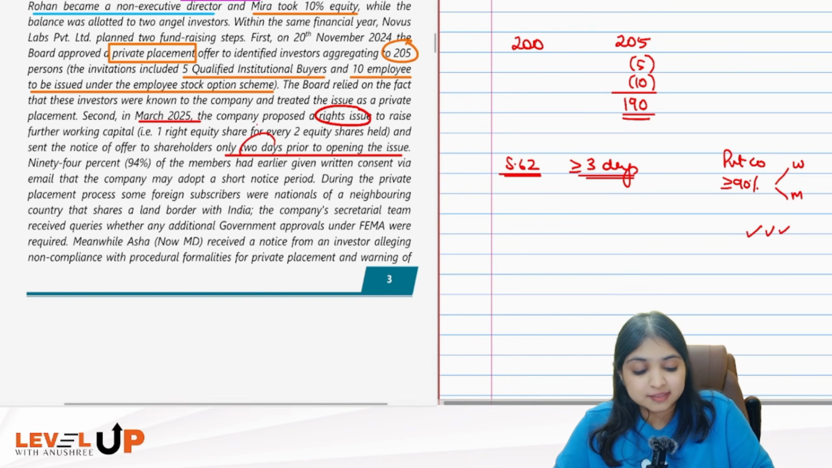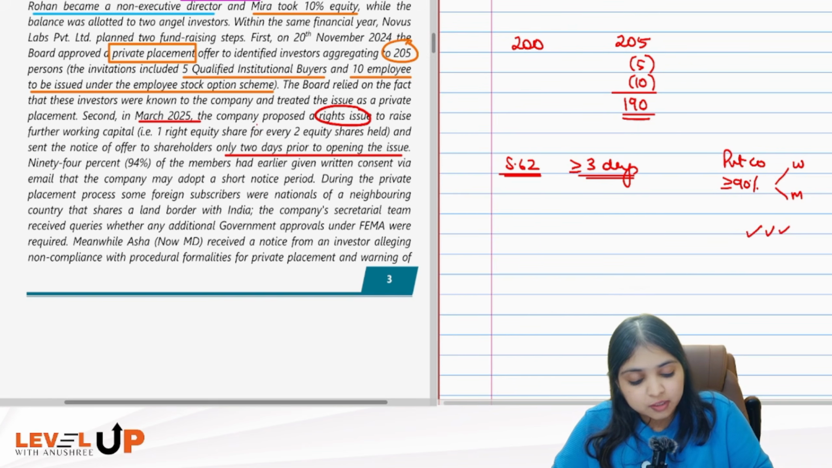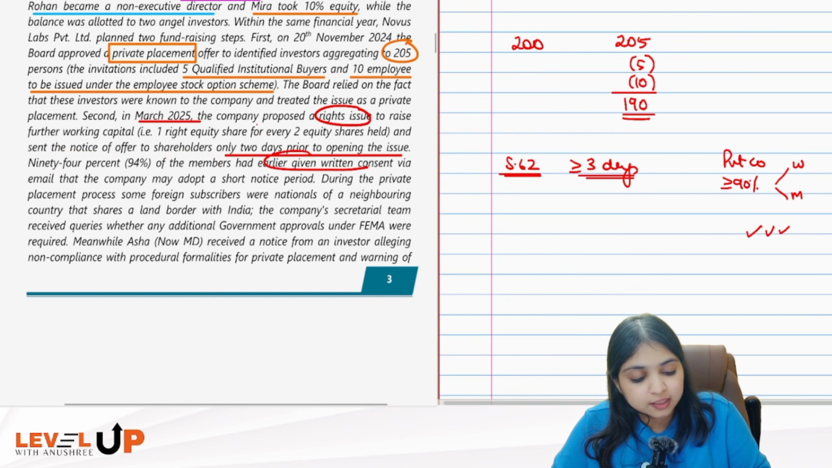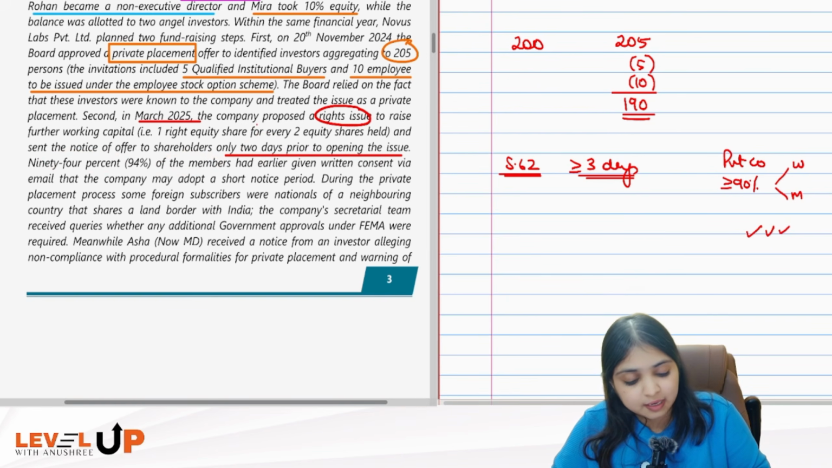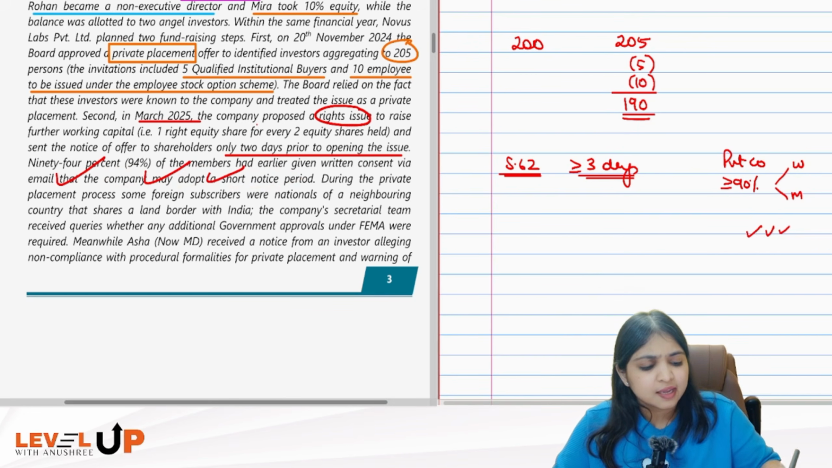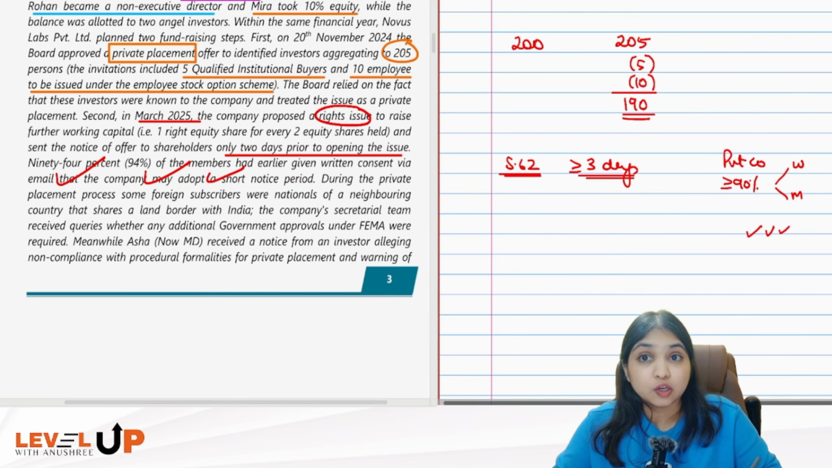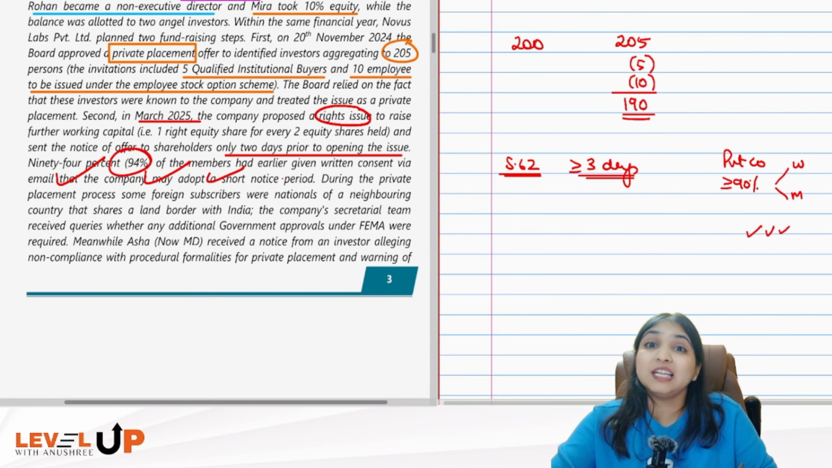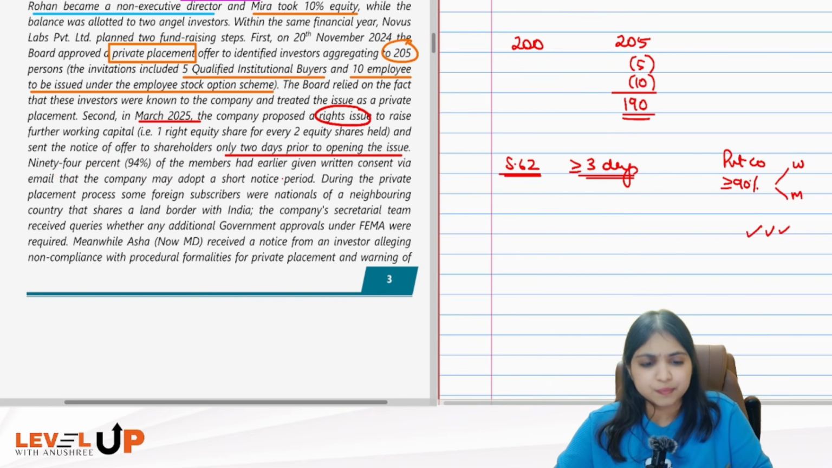So here the company has given only 2 days notice. Okay. So 94% of the members had earlier given written consent via email that the company may adopt a short notice period. So therefore perfectly fine, guys. Even though the company has sent less than 3 days notice, we have the consent of at least 90% of the members. 94% of the members have given consent, therefore perfectly fine.